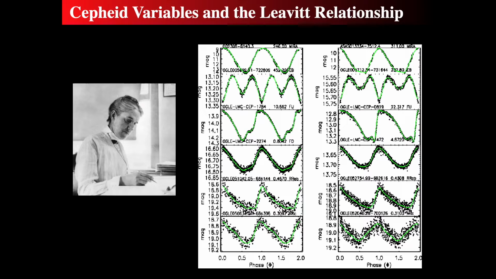In a 1912 paper, Leavitt examined the relationship between the periods and the brightnesses of a sample of 25 of the Cepheid variables in the Small Magellanic Cloud. She determined conclusively that there is a simple relation between the brightness of the Cepheid variables and their periods.